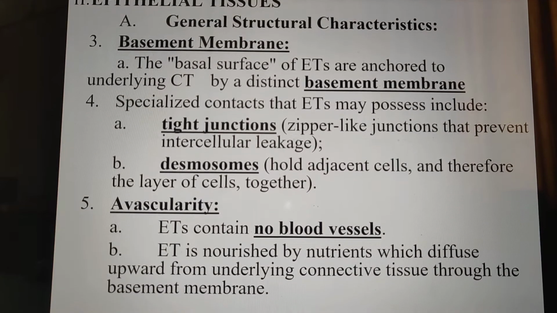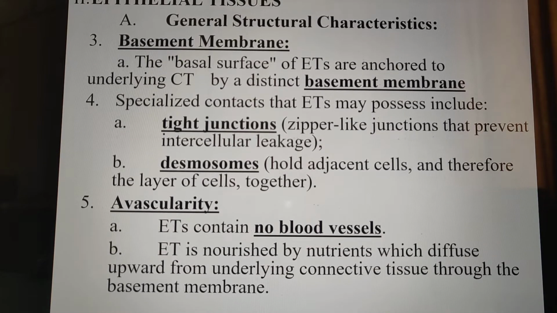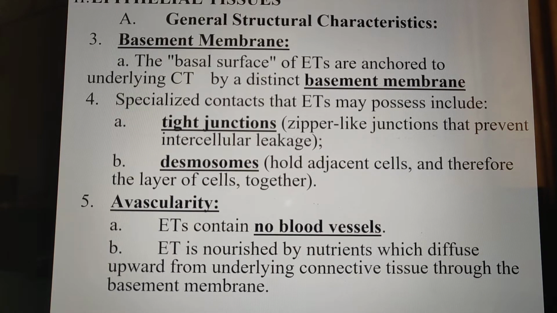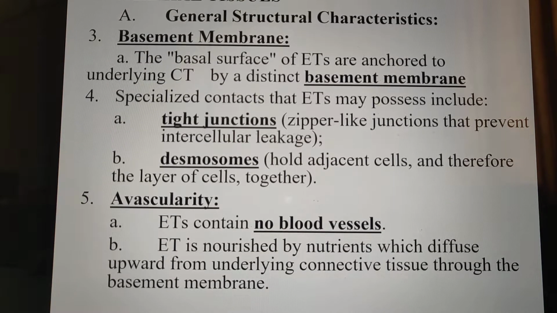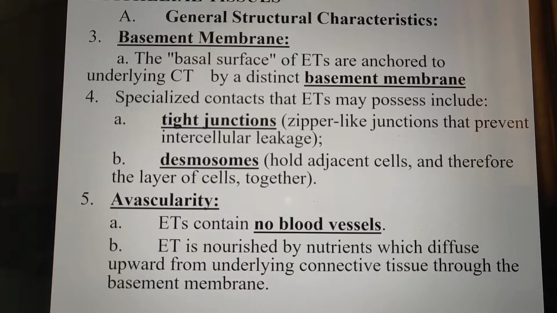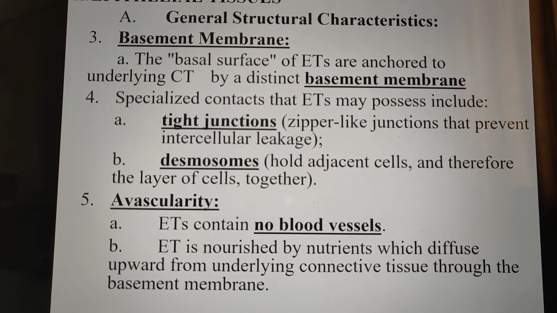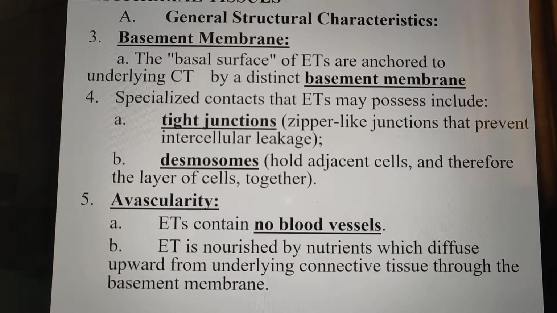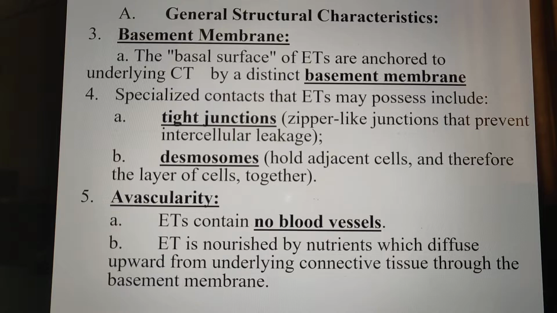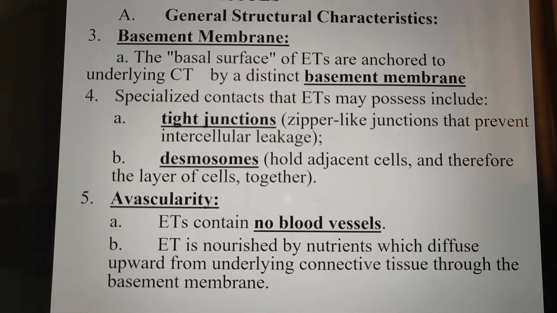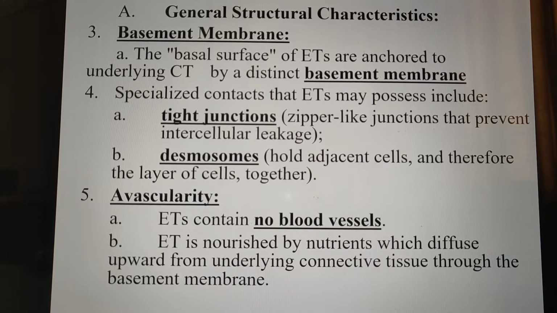Another general structural characteristic is that the epithelium always lies on the basement membrane. What is the basement membrane? The basal surface of the epithelial tissue is anchored to the underlying connective tissue by a distinct basement membrane. So epithelium always lies over the basement membrane, which anchors the cells.